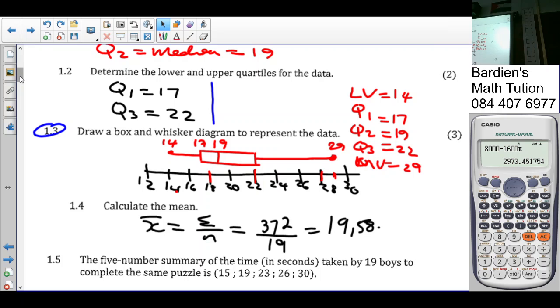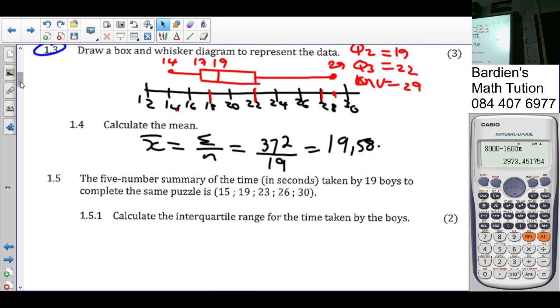No? Then in the next question, question 1.5, the 5-number summary of the time in seconds taken by 19 boys to complete the puzzle was given. Calculate the interquartile range for this time taken by the boys. So this is the 5-number summary: your lowest value, quartile 1, quartile 2, quartile 3, and the maximum value.